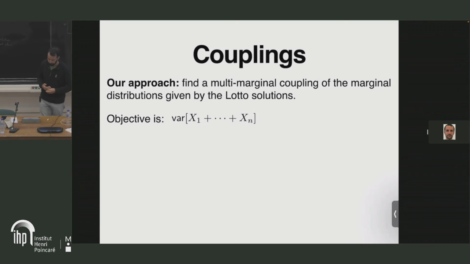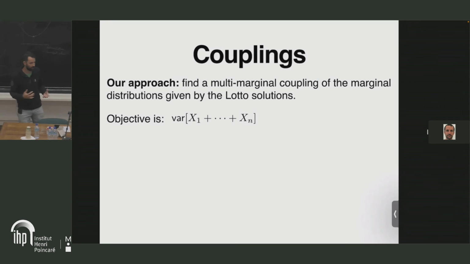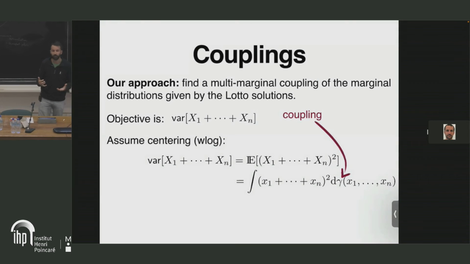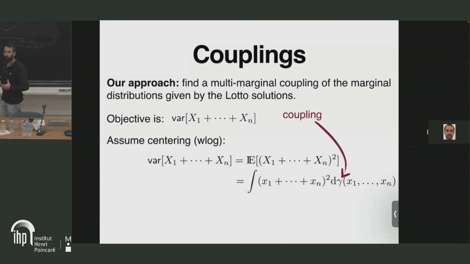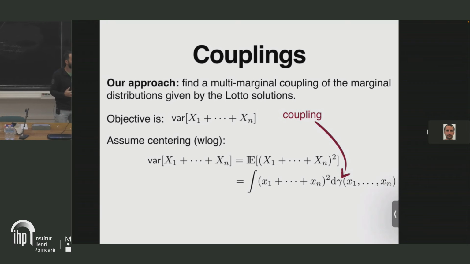So we can see the coupling problem as a multi-marginal problem. How do we do that? Well, the variance we are trying to minimize is among all the couplings that have the prescribed marginals. And so we can write our problem.